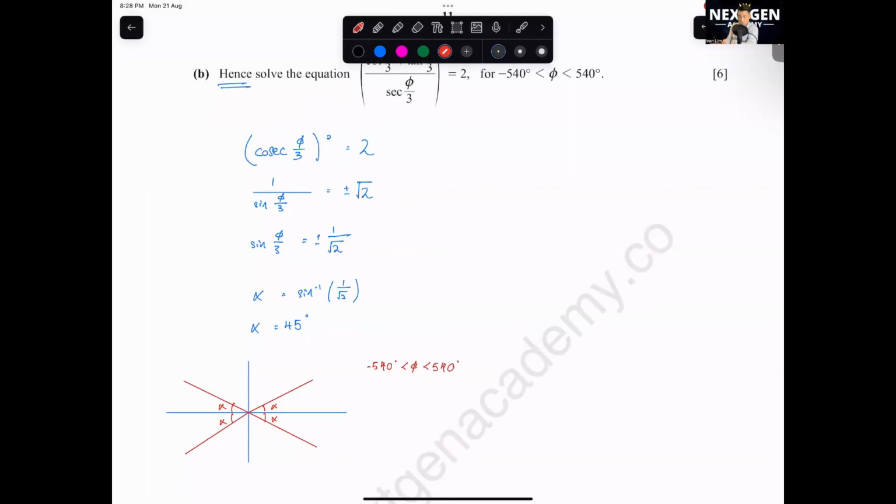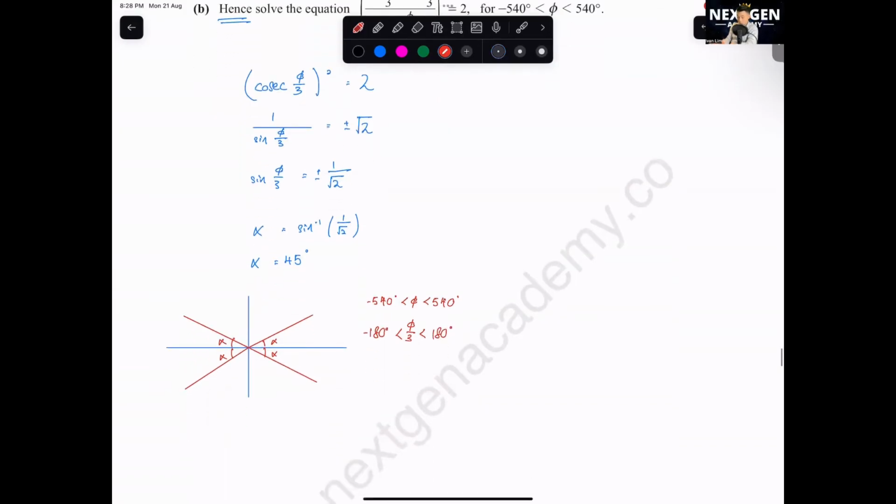What do I need? Why am I solving the angle for 5 over 3 theta? So I need to divide this whole thing by 3. Dividing by 3, you get negative 180 degrees to 180 degrees. Everyone understand here? So you are only considering your angles from negative 180 degrees to 180 degrees. That means we are going to start like that.